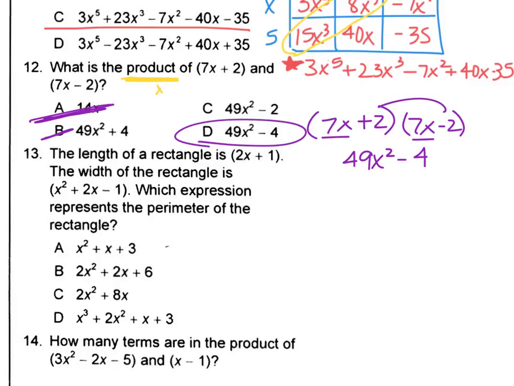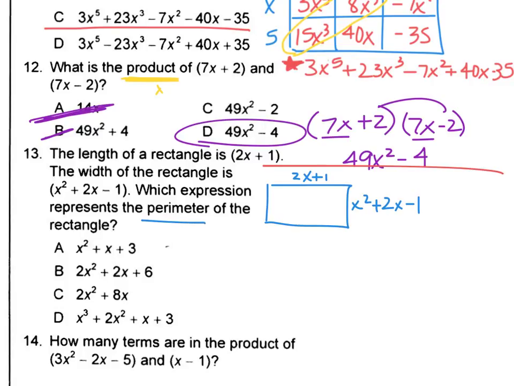Question 13. They're talking about a rectangle. Every time you see a question about a shape or something, draw the picture. It's going to help you make sense of what they're telling you. So we've got a length of the rectangle of 2x plus 1. The width of the rectangle is x squared plus 2x minus 1. Which expression represents the perimeter? Now, perimeter is all the way around. It's all 4 sides, so you need to make sure that you write out all 4 sides, or I'm afraid that you're going to make mistakes. So x squared plus 2x, I'm running out of room, minus 1.